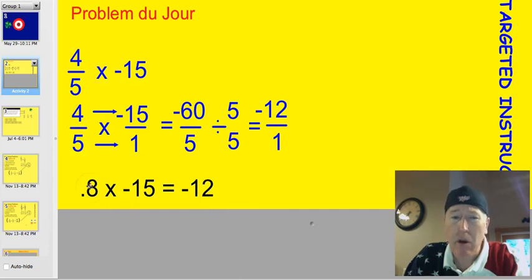Now my estimate was a little bit less than a negative 15, and that was pretty close to negative 12. You could also pop that into the calculator as 0.8 times a negative 15. Sometimes I even flip this in my head ahead of time just to have an idea: is my answer going to be correct or not? What kind of a number am I looking for?